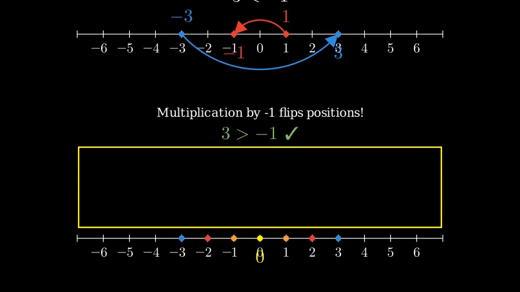left. For example, -3 reflects to +3, -2 reflects to +2, and so on. Positive numbers like 1 or 2 reflect to negative numbers. This reflection reverses the order of all numbers, which is why we need to flip the inequality sign. Let's work through some examples to cement our understanding.